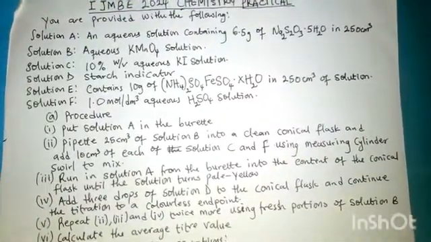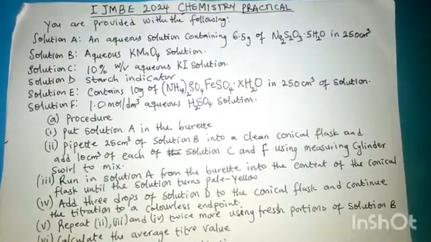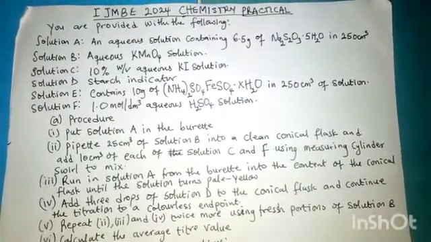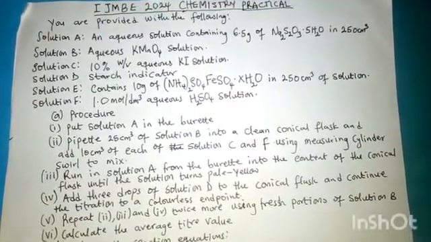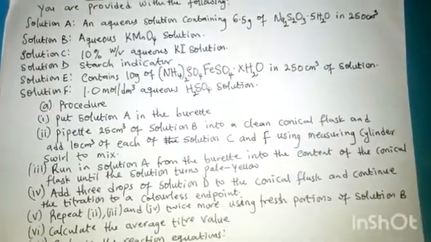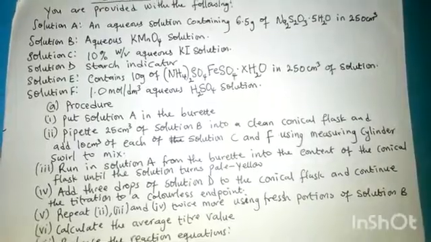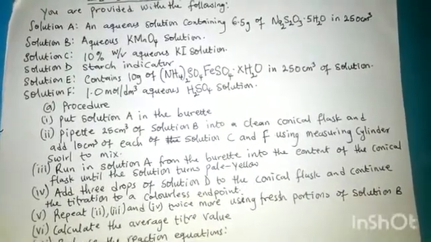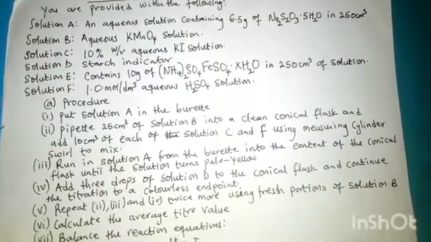As you can see, solution A is hydrated sodium thiosulfate. Then we have solution B, which is aqueous KMnO4. Solution C is 10% weight to volume aqueous potassium iodide. Then you have solution D, which is starch indicator. Then you are provided with a complex salt, which is hydrated.